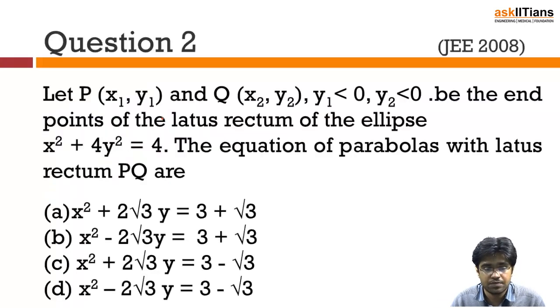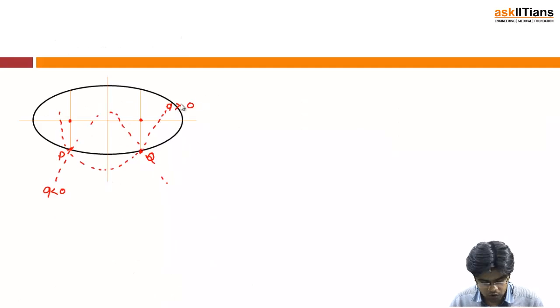The equation of the ellipse is actually x square plus 4y square is equal to 4.